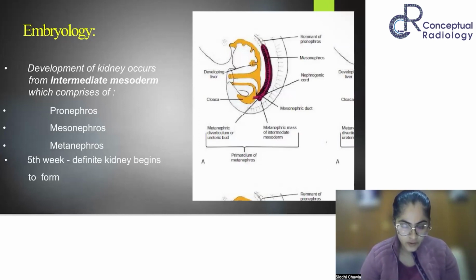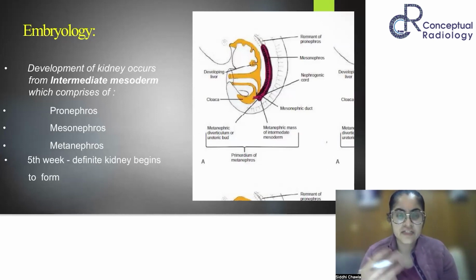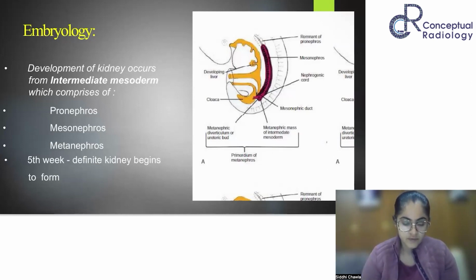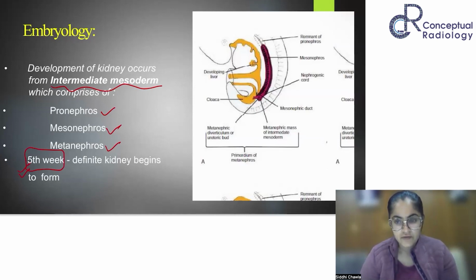Right. So embryology: we all know that we are reading about the renal lesions. So this is the genitourinary system. It develops from the intermediate mesoderm and it comprises the pro-, meso-, and the metanephros, right? It is from the 5th week onwards that the definite kidney begins to form.